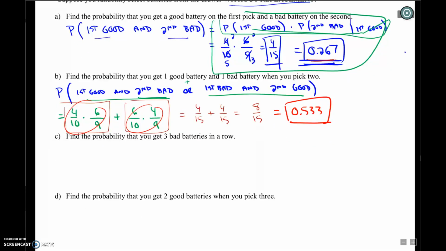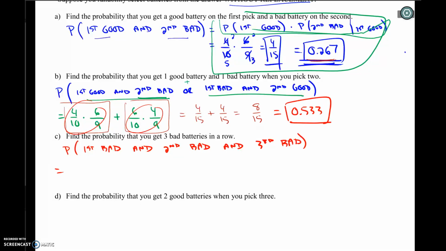Find the probability that you get 3 bad batteries in a row. So this is the probability that the first is bad, and the second is bad, and the third is bad. I'm kind of tempted to write this out. This is just the multiplication rule with a sequence of 3 consecutive things. So this is going to be the probability that the first is bad times the probability that the second is bad given the first was bad times the probability that the third is bad given the first and second were both bad. But we don't have to write it like that. It's just multiply them out.